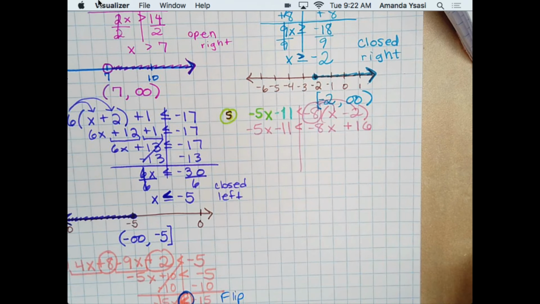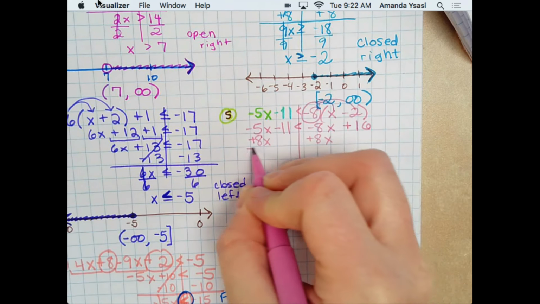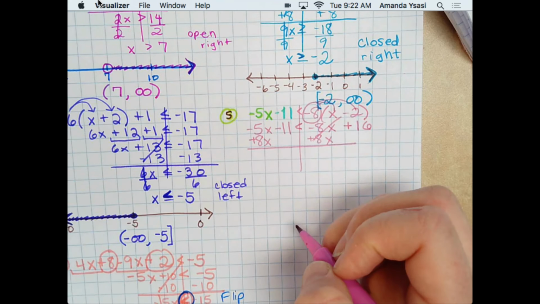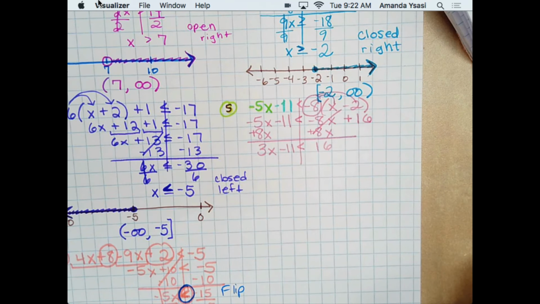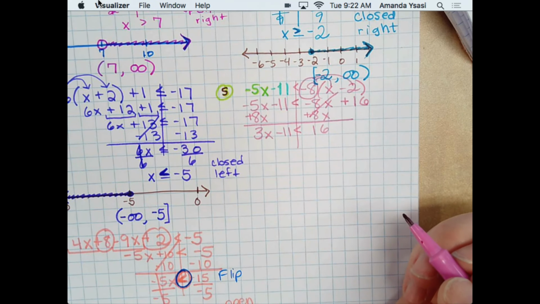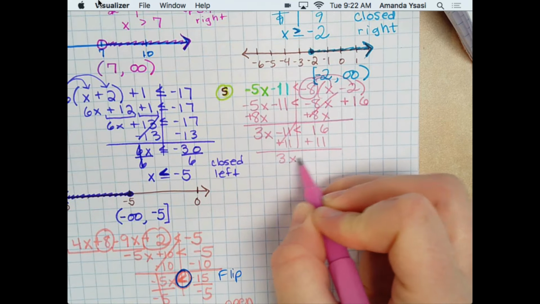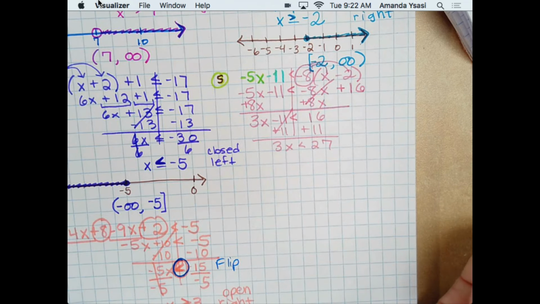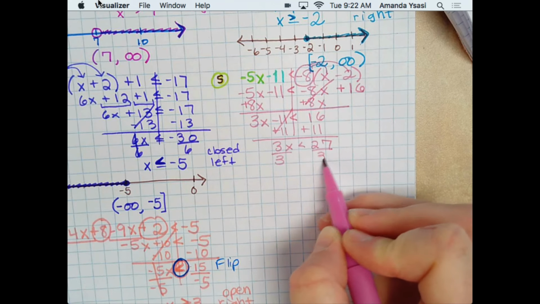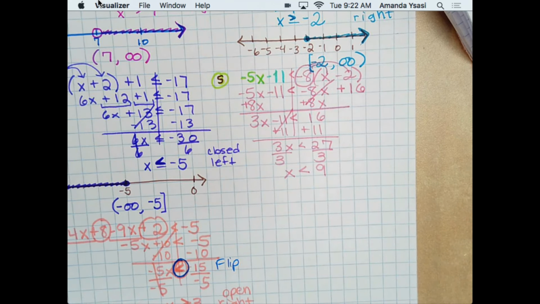And then you get all the x's to the left side, so that means I need to take this negative 8 and take it over here. Negative 5 plus 8. 3x minus 11 is less than 16. Plus 11, 3x is less than 27. Divide by 3, x is less than 27 divided by 3. Nine.